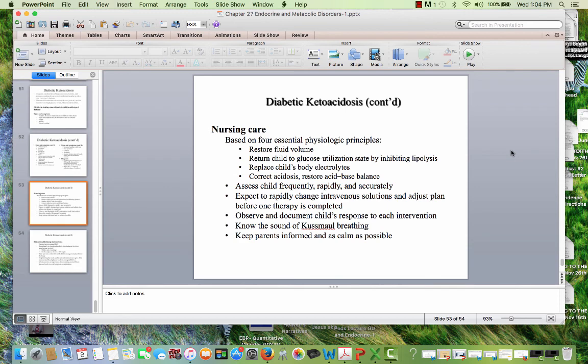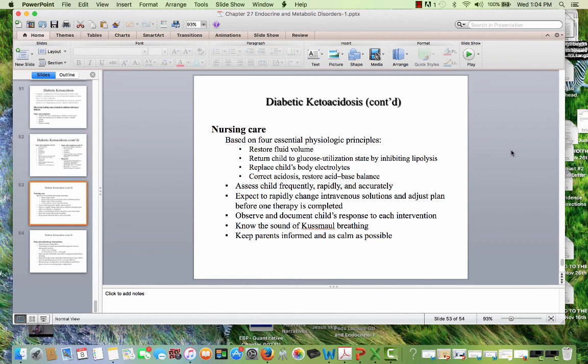Expect rapidly changing intravenous solutions and adjust the plan before one therapy is completed. And so that means that they'll also receive some regular fluids to correct the electrolyte imbalance and dehydration. Observe and document child's response to each intervention. Know the sound of Kussmaul's. Hopefully you guys do know the sound. If you can, go and look it up online.